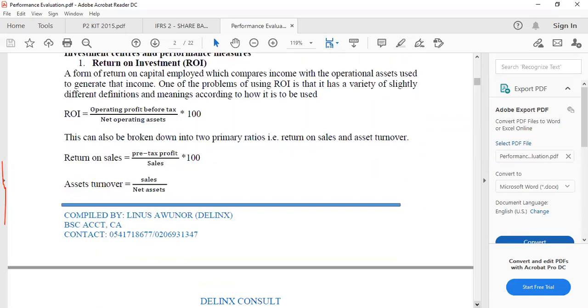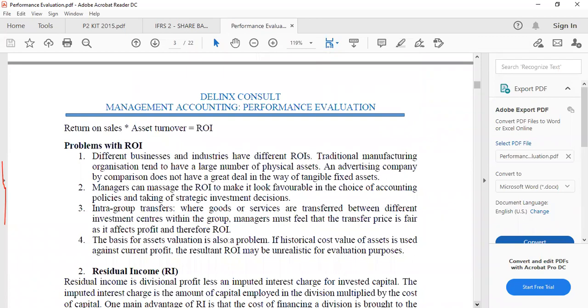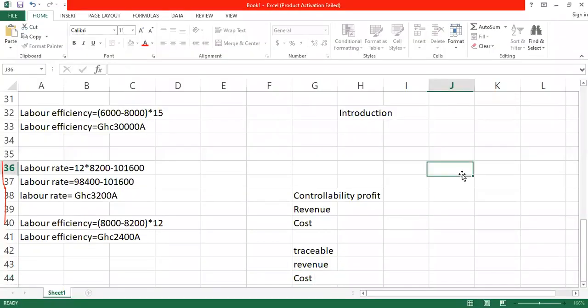The next one that we use is residual income. What we normally do is that, okay, if our profit for the year is 30,000 and our net asset is 120,000, and they are saying that the return that we should pay on the net asset is 10%, what will be the return that we are going to pay on the net asset? It will be 12,000. Am I correct? Okay. So in actual sense, what will be the profit that we made? It will be 18,000.